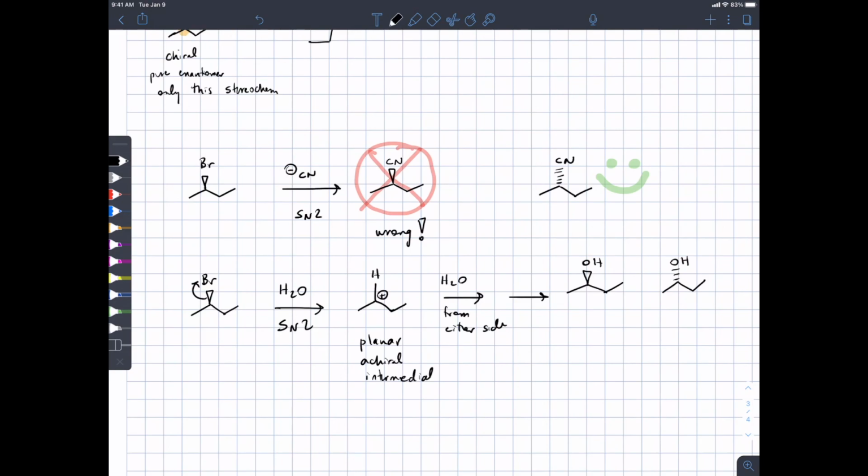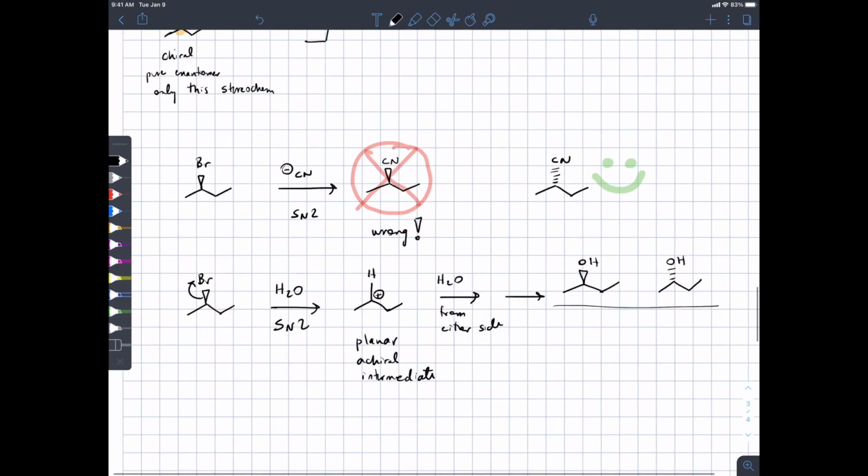And if you go through a planar achiral intermediate, from that point on, ever after, if you make a stereocenter, you have to make both varieties. Okay? The planar intermediate can be attacked from above or below, and that's how we get both of these products. So we need to end there, and we will talk a little bit more about that next time.